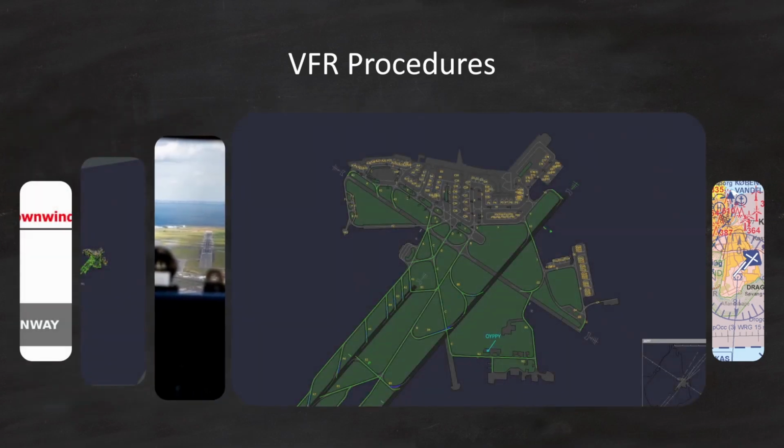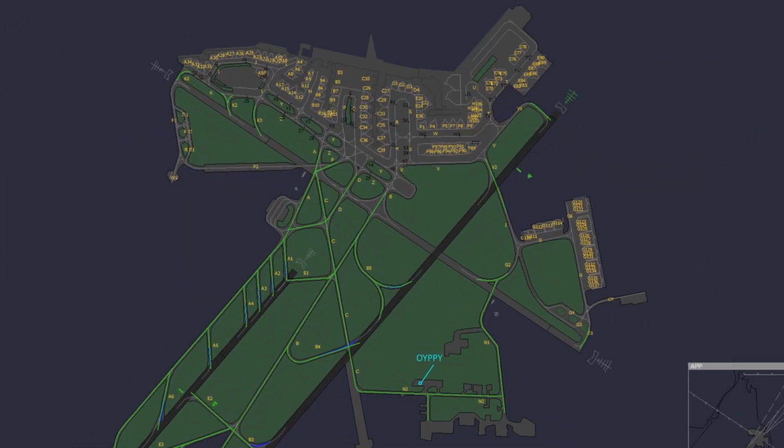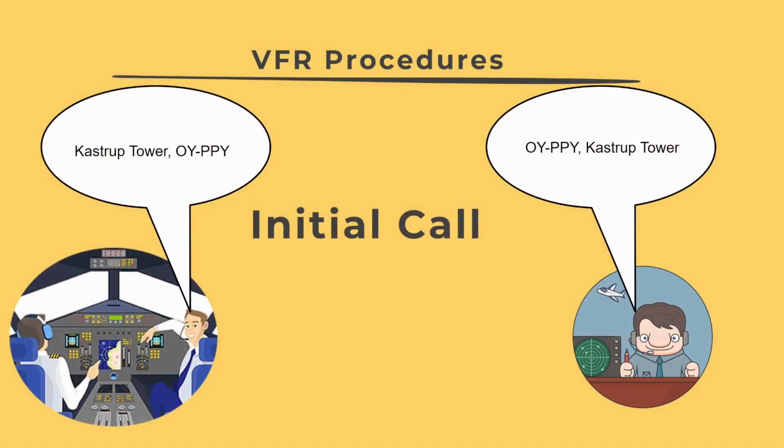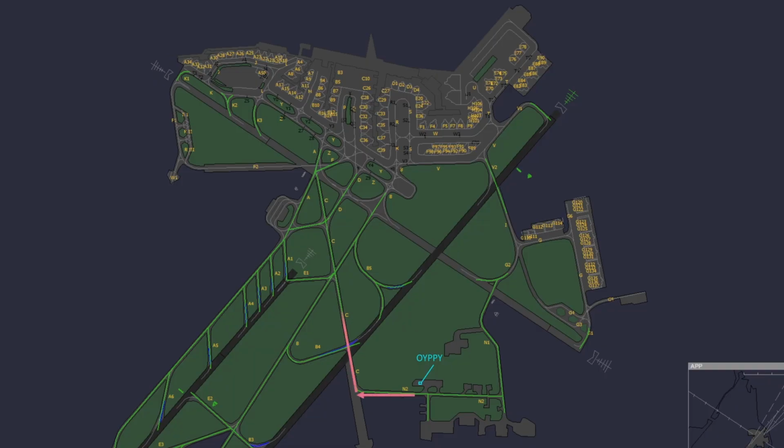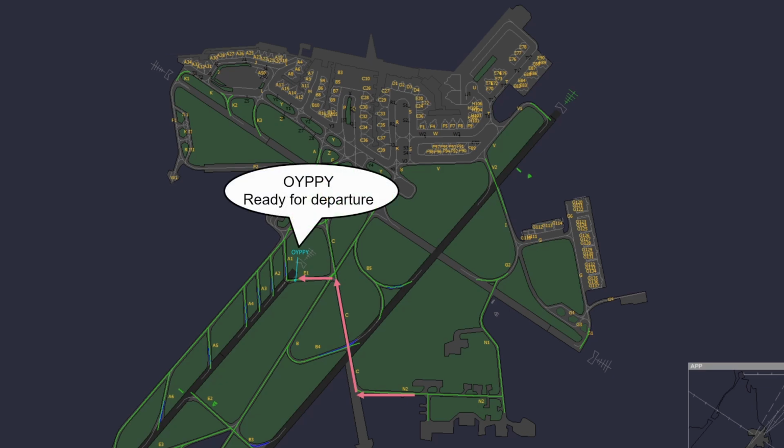Now, let's turn to the ground and just go through the departure phase. As mentioned before, it starts with initial call, Oscar Yankee, Papa Yankee, Castle Tower. And it continues with the taxi instructions just like for IFR, and he ends up at the runway. Alright. This is where the VFR part begins. At the holding point, ready for departure.